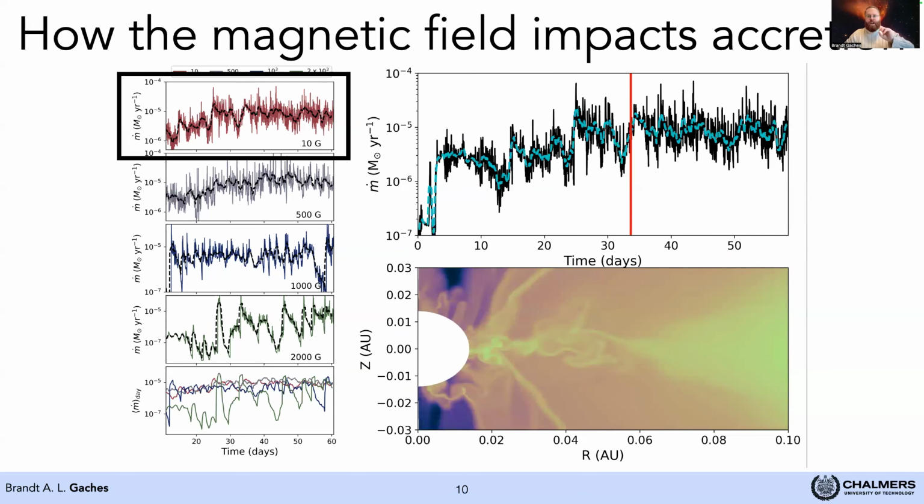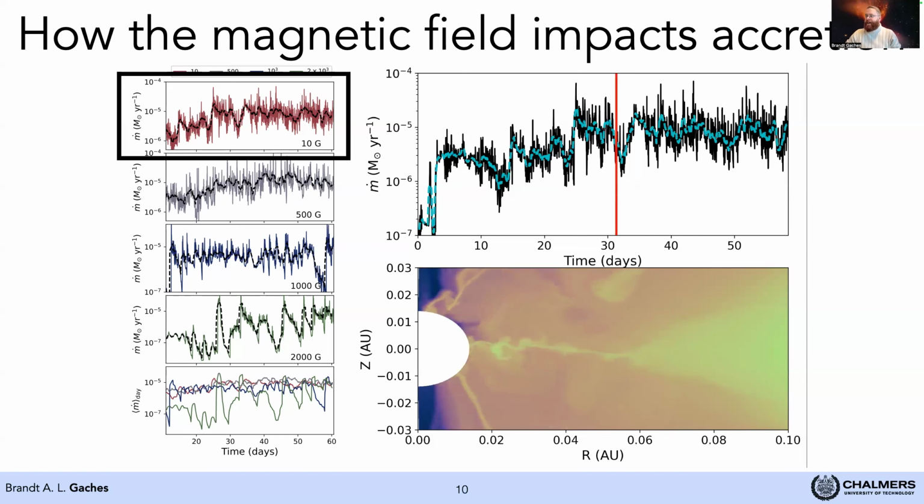On the left here, this is showing the accretion rate versus time, and the colored lines are just the raw accretion rate for the whole protostar surface at every output. We have a 30-minute cadence, so you see it's squiggling quite a bit. The black lines are rolling averages with a day-long window, which smooths out a lot of that very rapid variability, so you get more of an idea of the systematic variability. And then we'll go through the different magnetic field strengths in order.